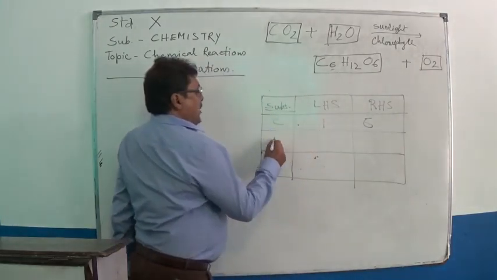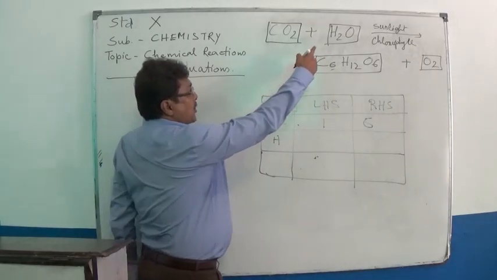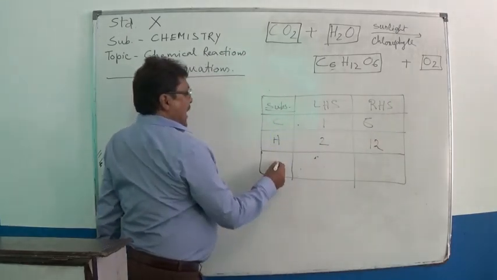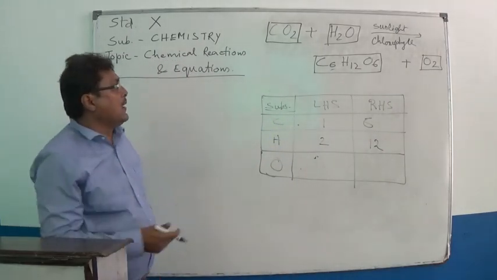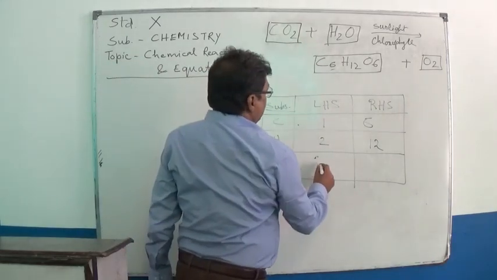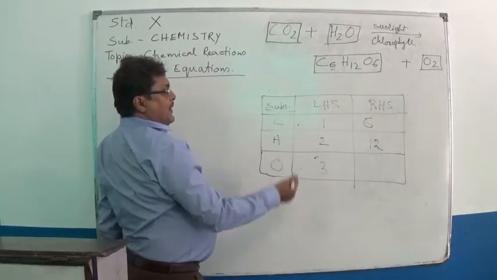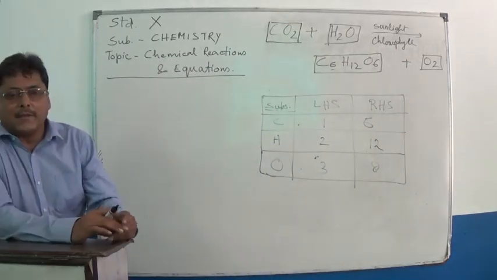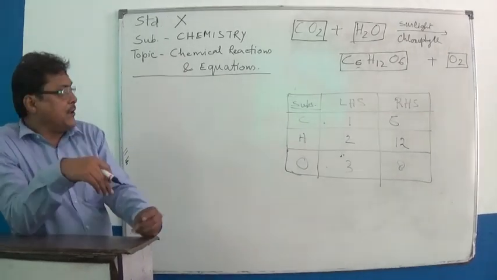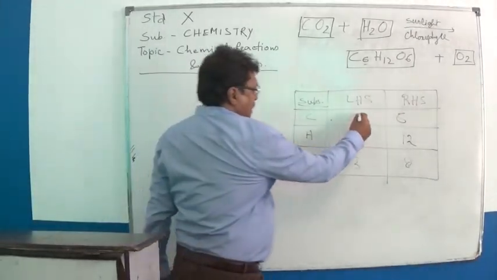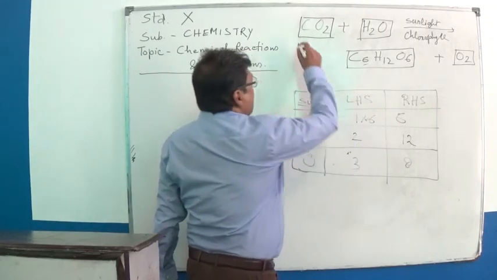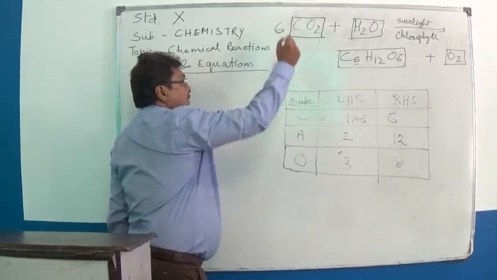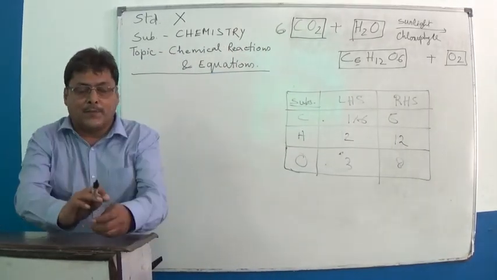Second, hydrogen. How many hydrogen on this side? 2. How many on this side? 12. And third, oxygen. How many oxygen on this side? 3. And that side is actually 8. Let's start balance. Let's balance the carbon first. It's easy because we must multiply the left hand side with 6. That means the only reactant with carbon in it, we change the coefficient to 6. Now the carbon is balanced.